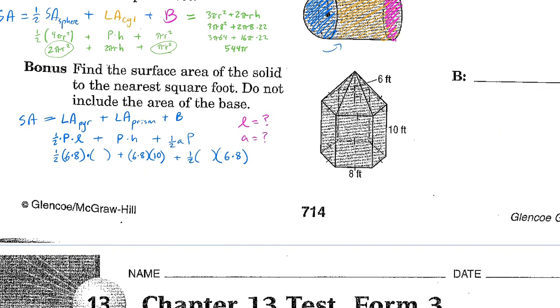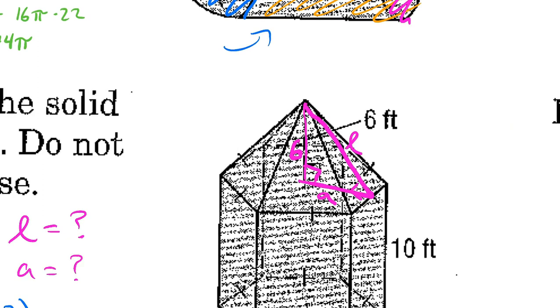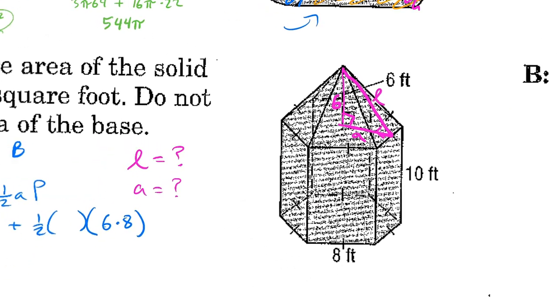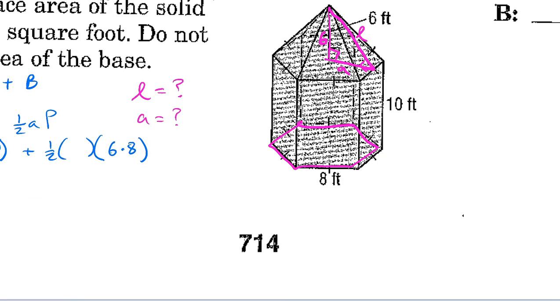Up top, the height is 6, and the slant height goes to the middle of a side perpendicular, forming a right triangle with the apothem. So the apothem and the slant height are connected. As soon as we find one, we can use the Pythagorean Theorem to find the other. We're going to find the apothem, because this is a regular hexagon? Let's count. 1, 2, 3, 4, 5, 6. It is a regular hexagon.